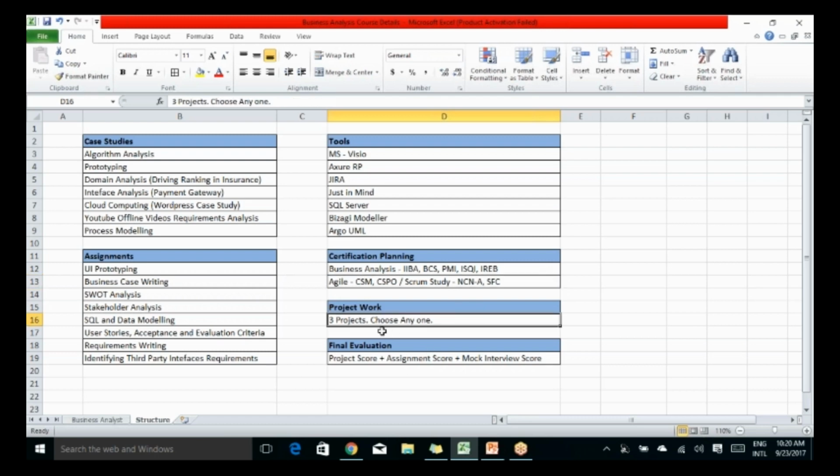Then there would be project work given to you. Towards the end of this course, once all of the sessions are over, your final evaluation would be based on this project work, your assignment score, and your final mock interview score. So it would be a cumulative score of all three.